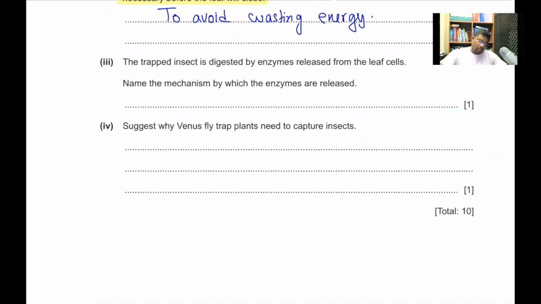Part 3. The trapped insect is digested by enzymes released from leaf cells. Name the mechanism by which enzymes are released. Well, the mechanism by which enzymes are usually released in this situation is exocytosis. Part 4. Suggest why Venus flytrap plants need to capture insects. Venus flytrap grows in soil that does not have enough nitrate, so they cannot make their own proteins, amino acids, and nucleotides.